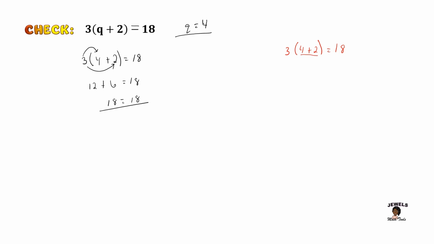PEMDAS tells us we need to work out our parentheses first. So we know that when 4 is added to 2, that will equal to 6. And when 3 is multiplied to 6, that will equal to 18. So again, we see that both sides of our equation is equal to 18, which tells us that our solution that we got, which is q is equal to 4, is indeed correct.